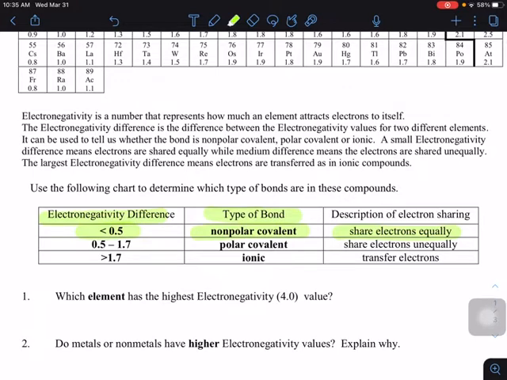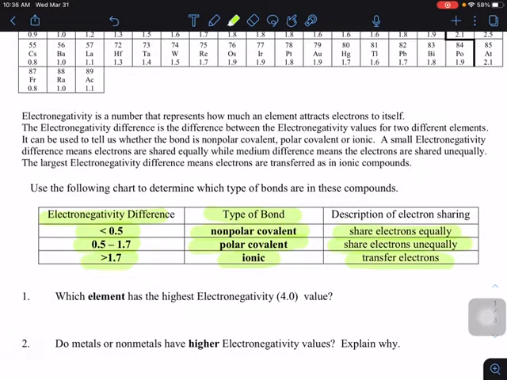Okay, if the electronegativity difference is 0.5 to 1.7, that's what we call polar covalent, which also means that electrons are being shared unequally. In other words, one is being pulled harder than the other one. Okay, if we have an electronegativity difference greater than 1.7, that is an ionic bond, and that means electrons are being transferred, like the ionic compounds that we talked about in the last unit that we went over.